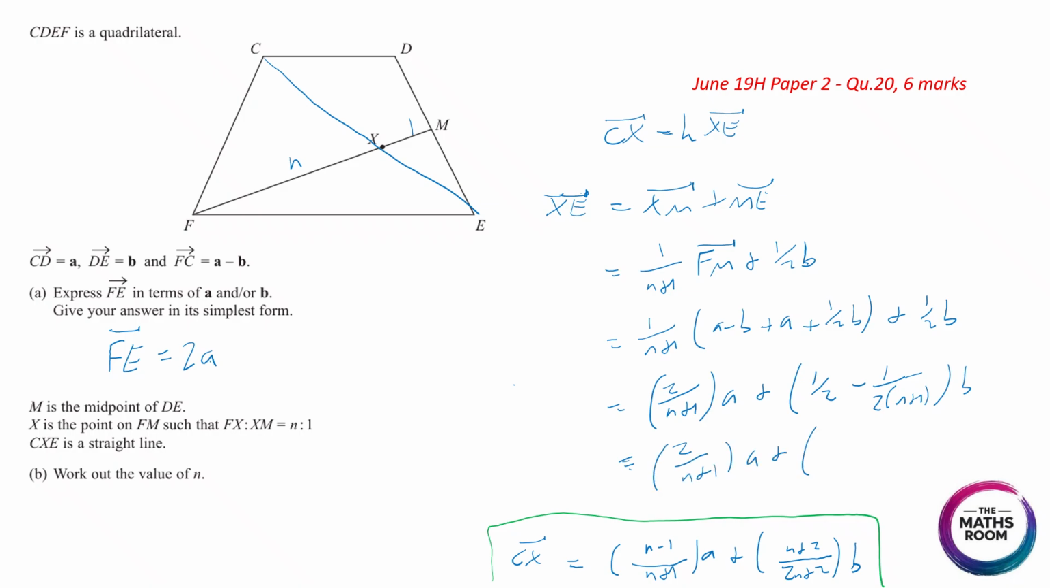Now, again, you need single fractions, guys. So you multiply up by n plus 1 on the first fraction. N plus 1 minus 1 is n. So n over 2 lots of n plus 1 b. Okay, so that's the vector x to e. Okay, good.